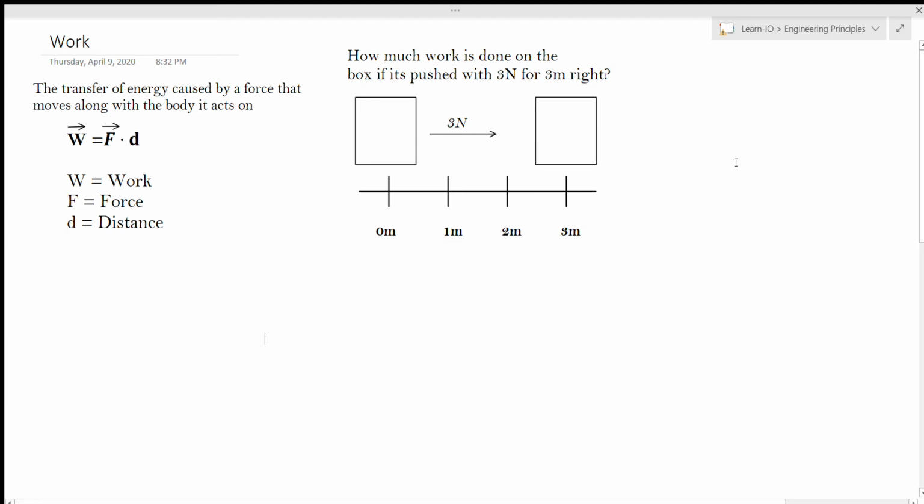Alright, hello guys. Today we're going to be talking about work. Work is defined in physics as the transfer of energy caused by a force that moves along with the body that it acts on.